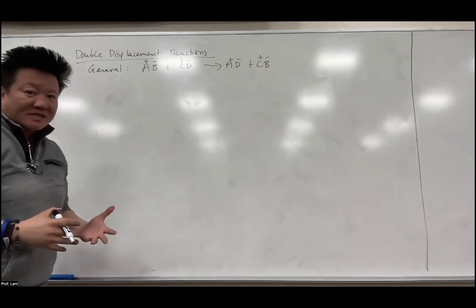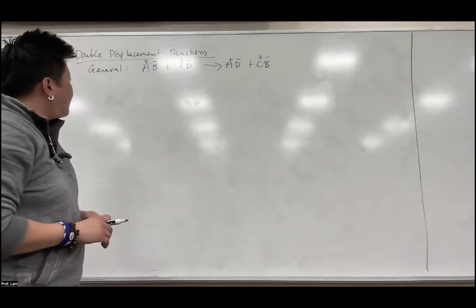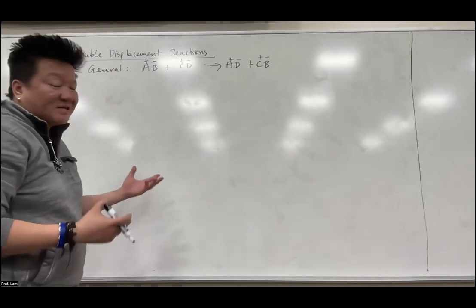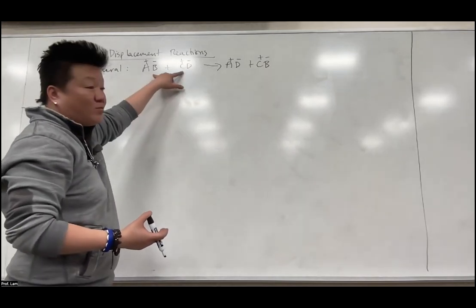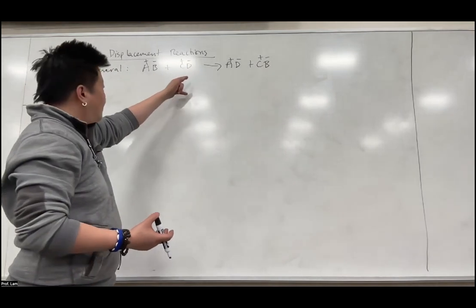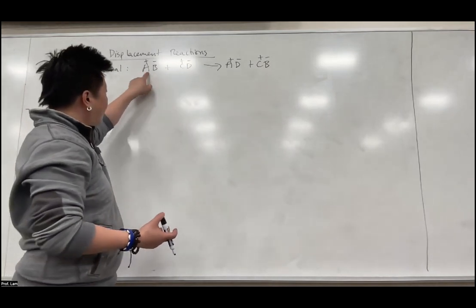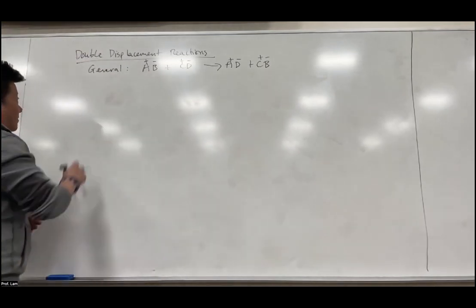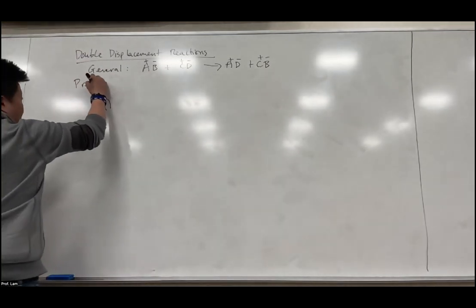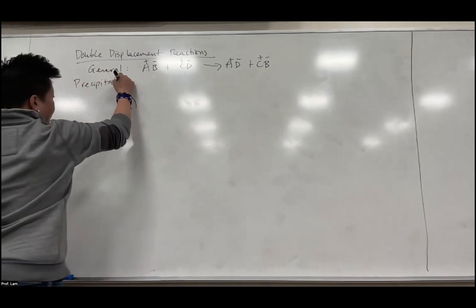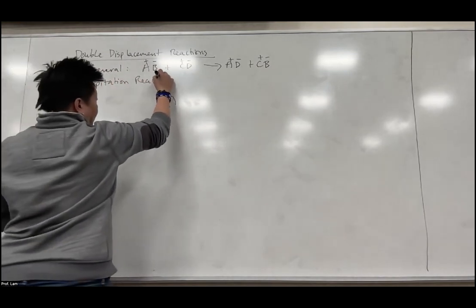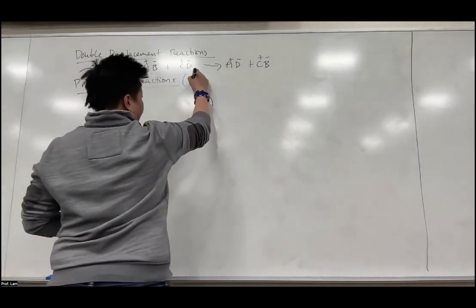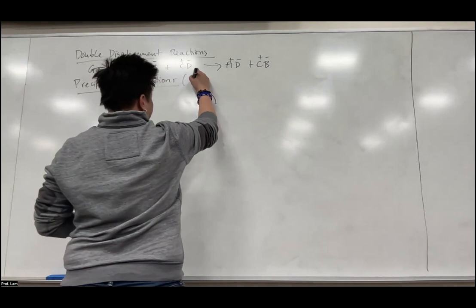So really predicting the products for precipitation reactions or double displacement reactions is really easy. There's only one way you can swap. You just go, the plus has to go with the new minus, and vice versa. So in precipitation reactions, you have to have a solid. One product must be a solid.